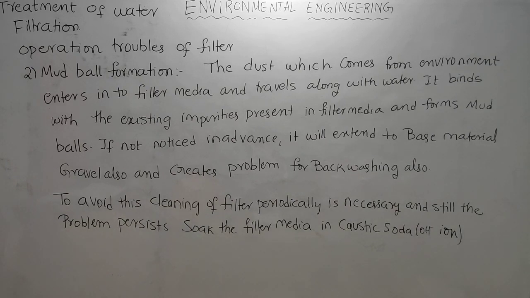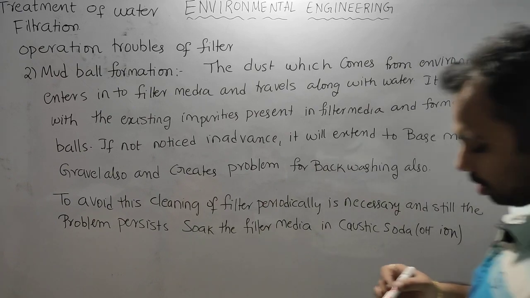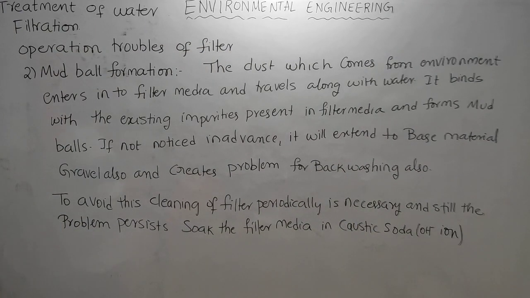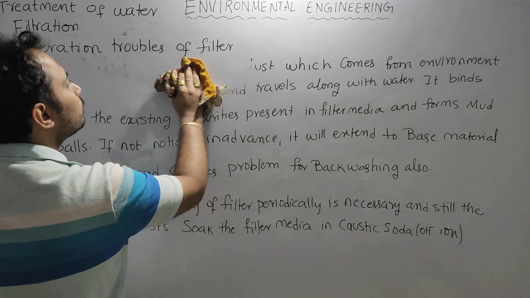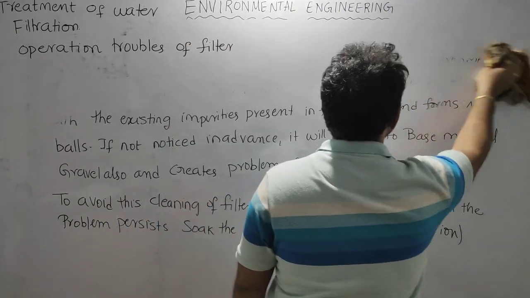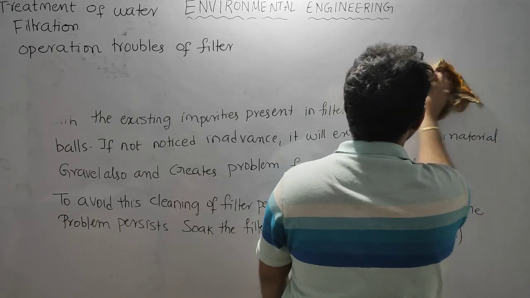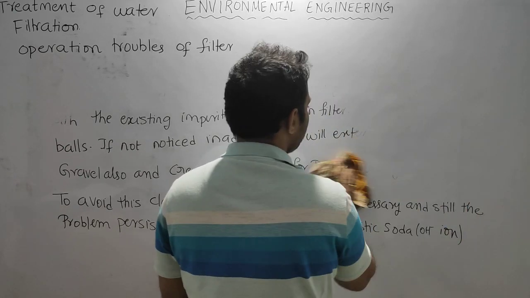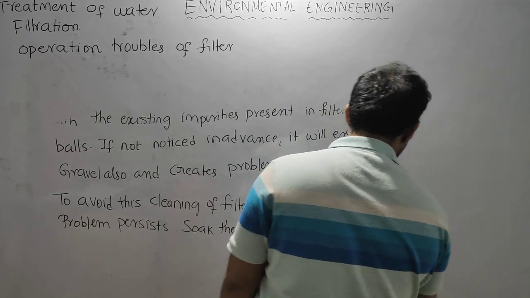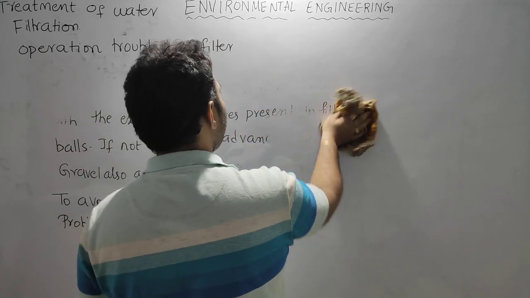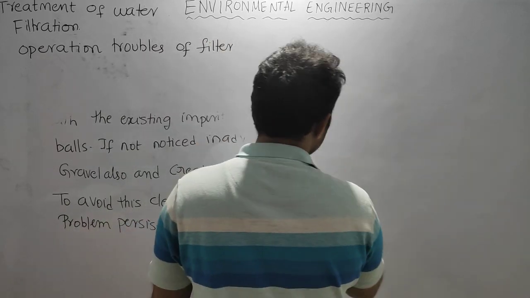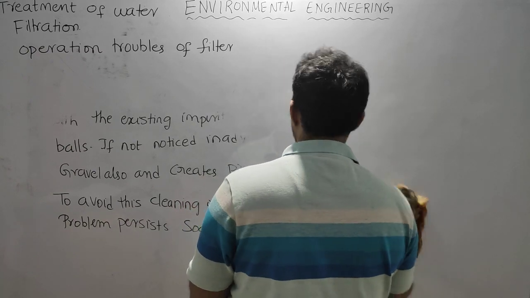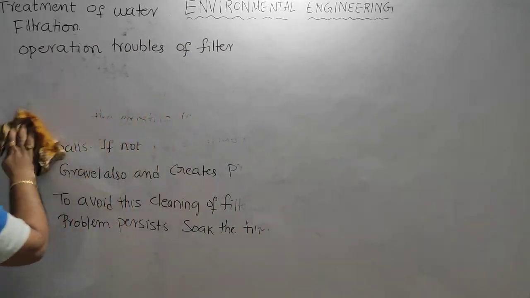That is another operation trouble. So the next operation trouble: cracking of filter. Cracking of filter means, whenever we keep the filter in breakdown for longer durations, and the filter has got repaired but you are not taking care of that filter, after some time, what happens?